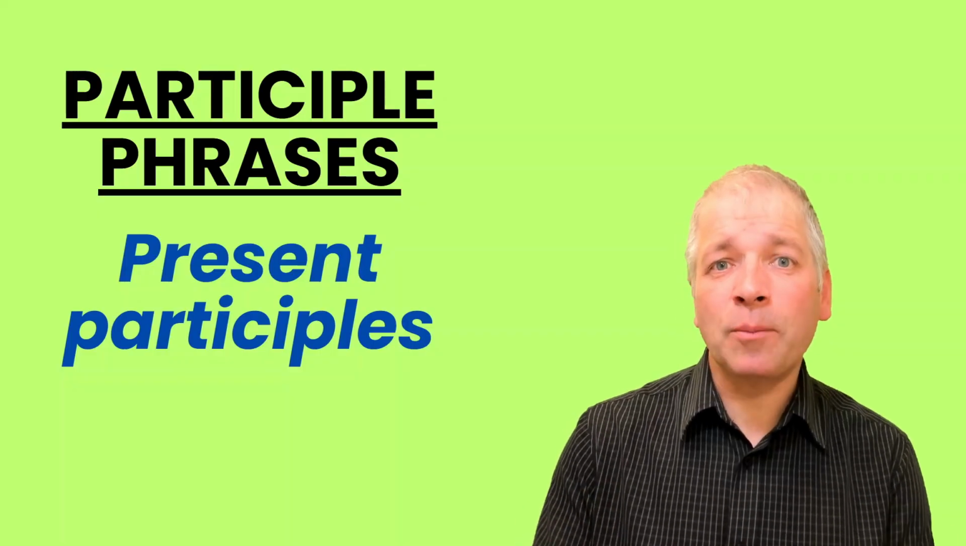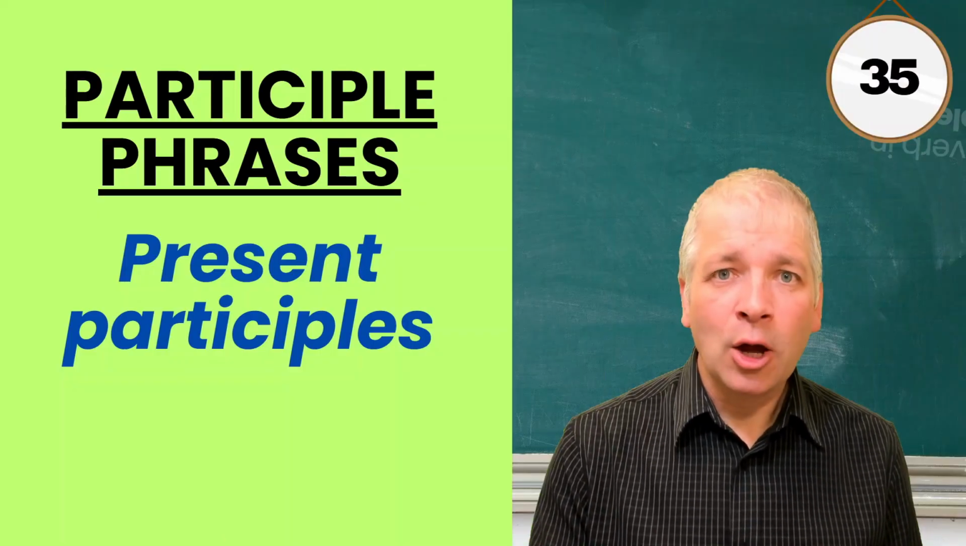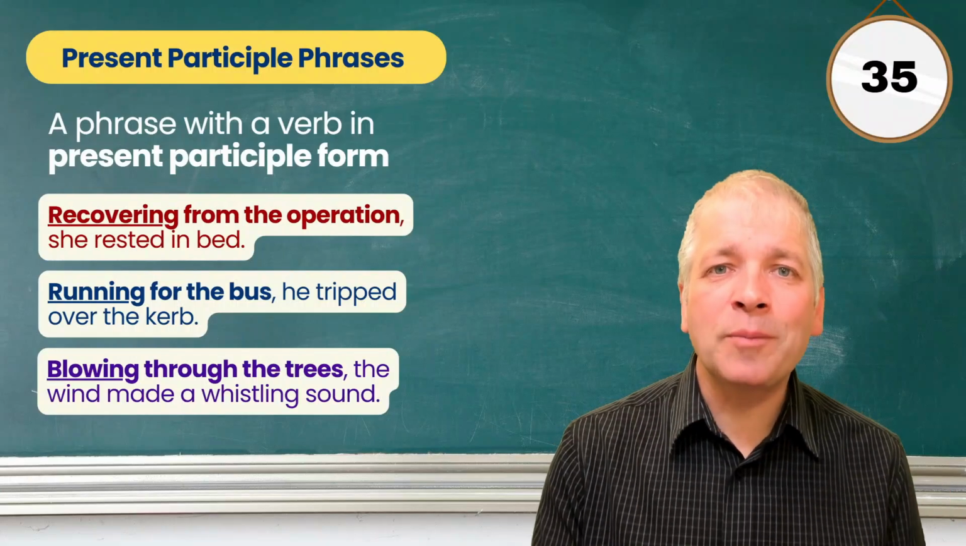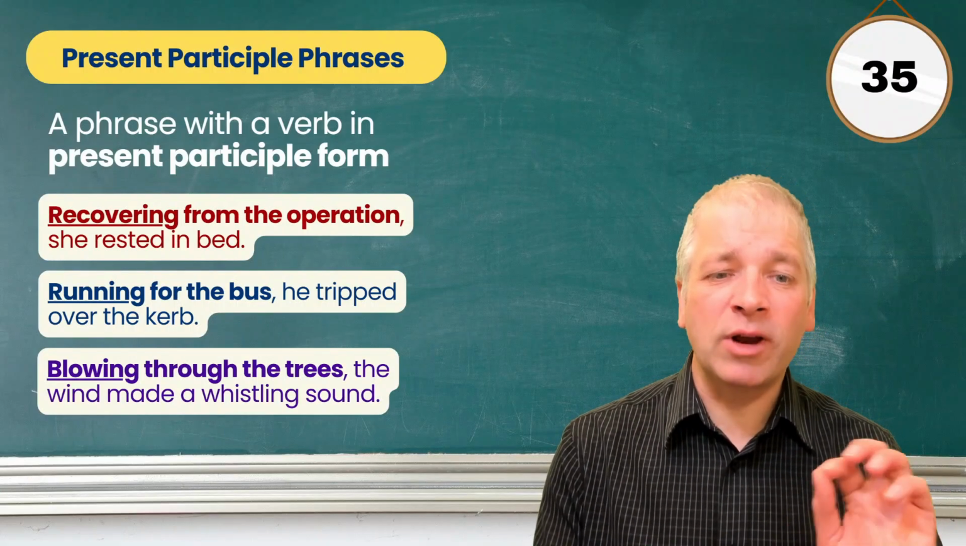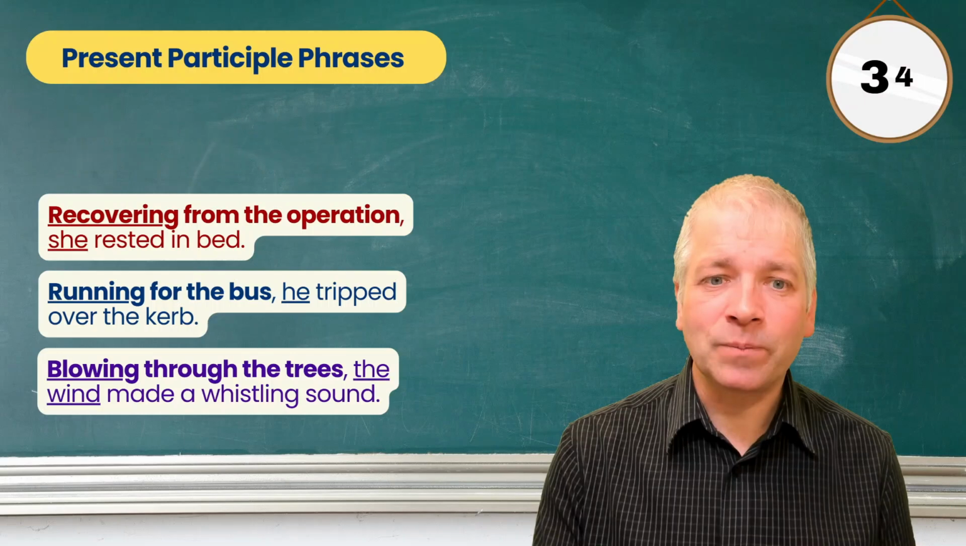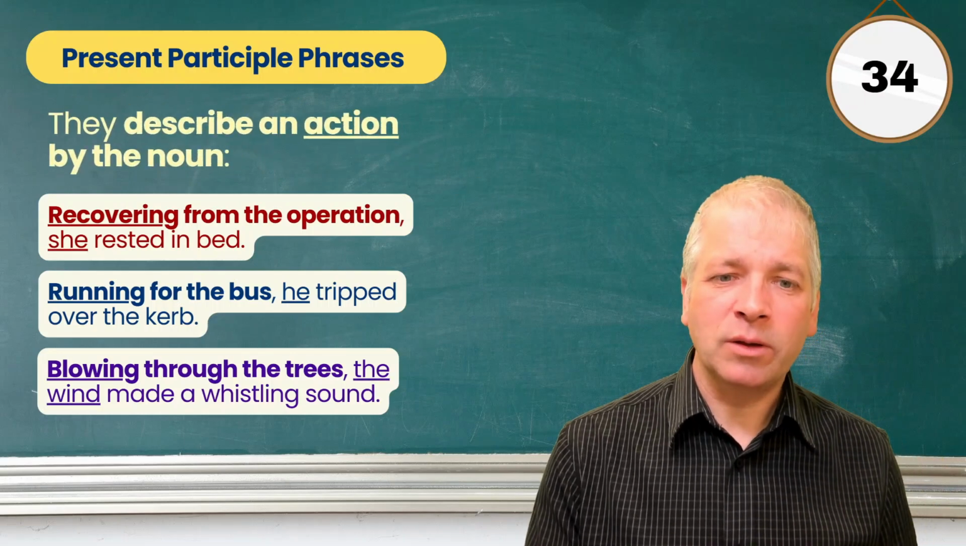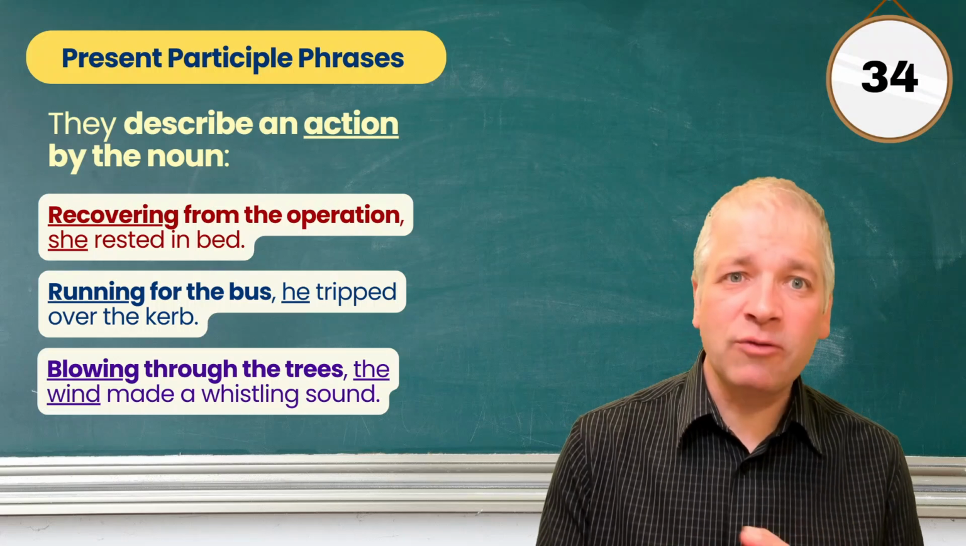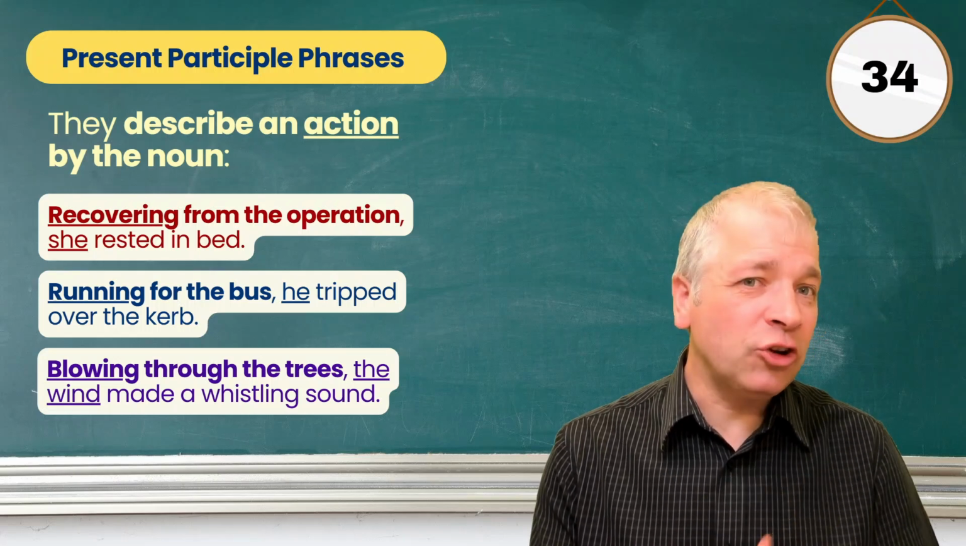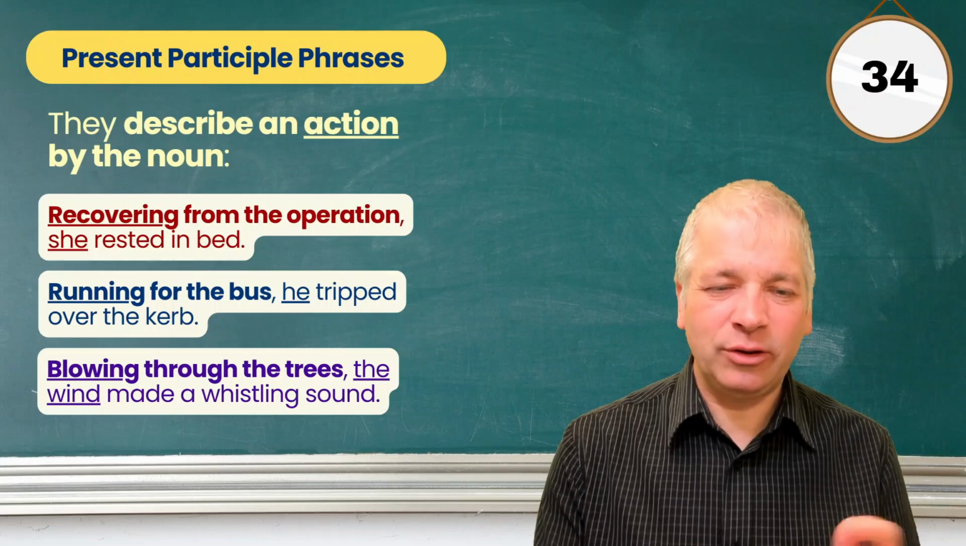Now let's look at present participle phrases, which, as we've mentioned, are verbs in the ing form, so recovering, running, blowing. These describe an action by the noun. So recovering from the operation, she rested in bed. What was she doing? Recovering. It was an action that she did.